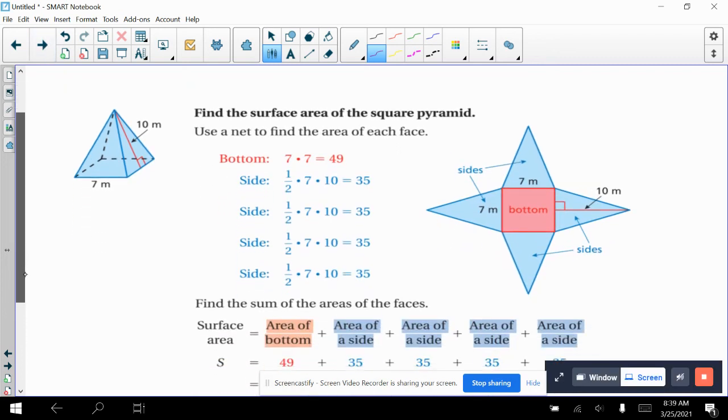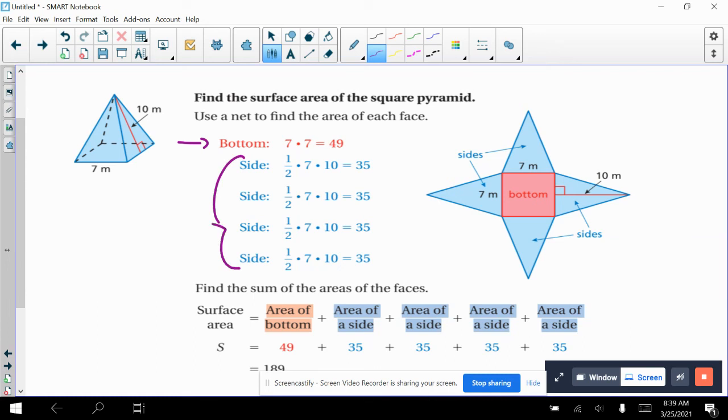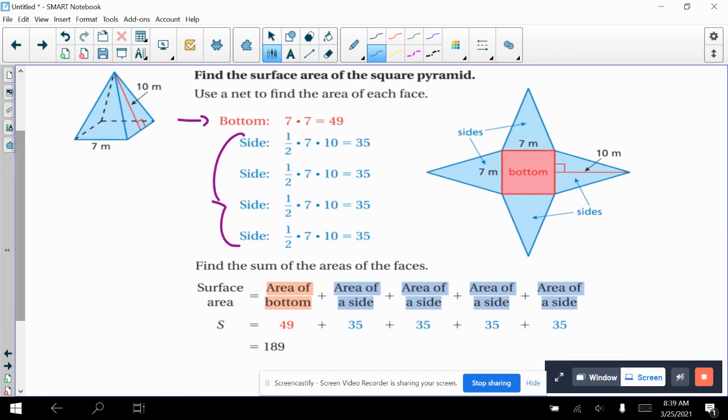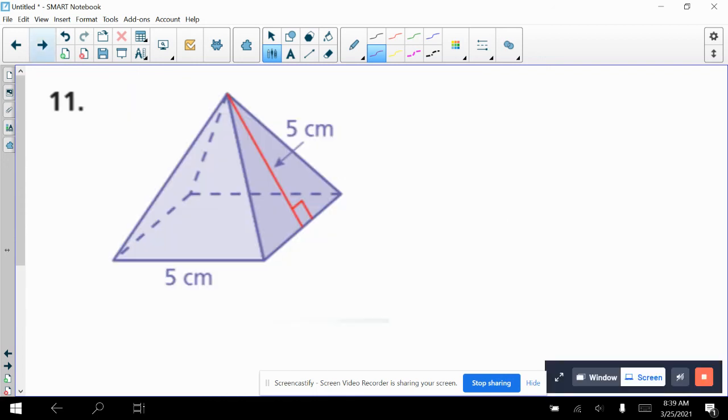Okay, so this is kind of what it looks like. Again, here's the bottom. There's the 4 sides that are the same, right? We said that that was one calculation. But don't forget to add back in the base or the bottom. Okay, try one. You can do that. Don't raise your hand. Go ahead, crunch your numbers. Find the surface area of our square pyramid.